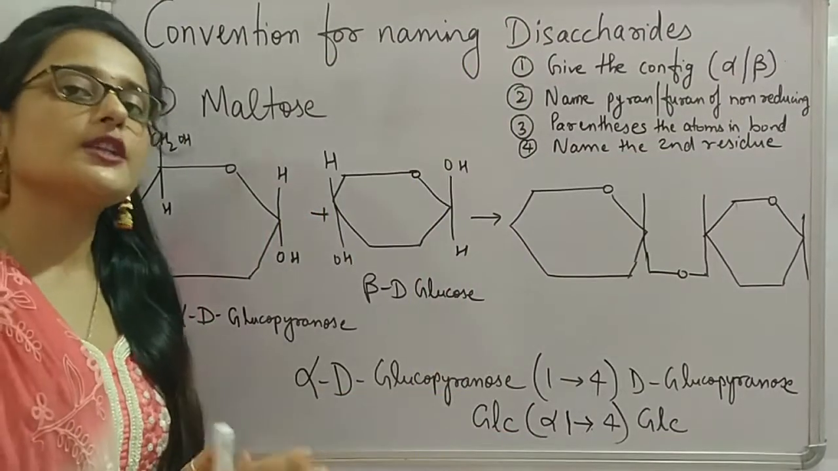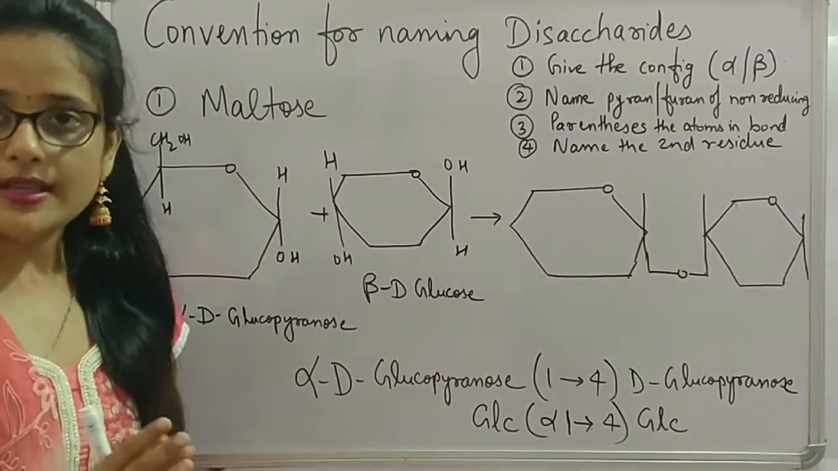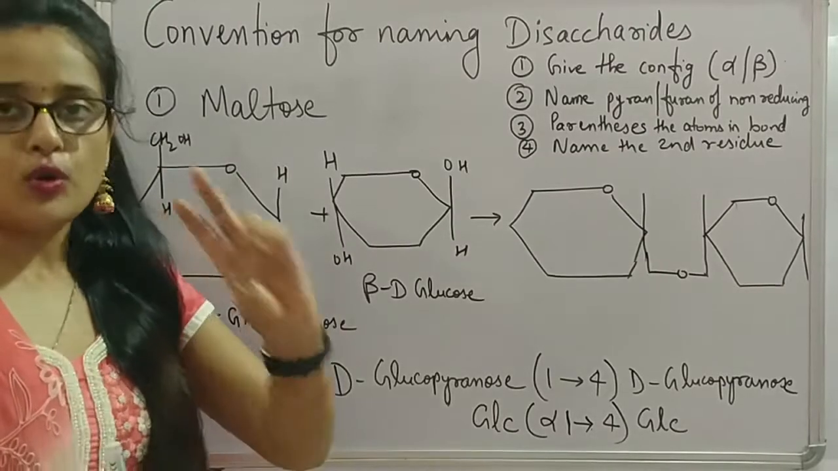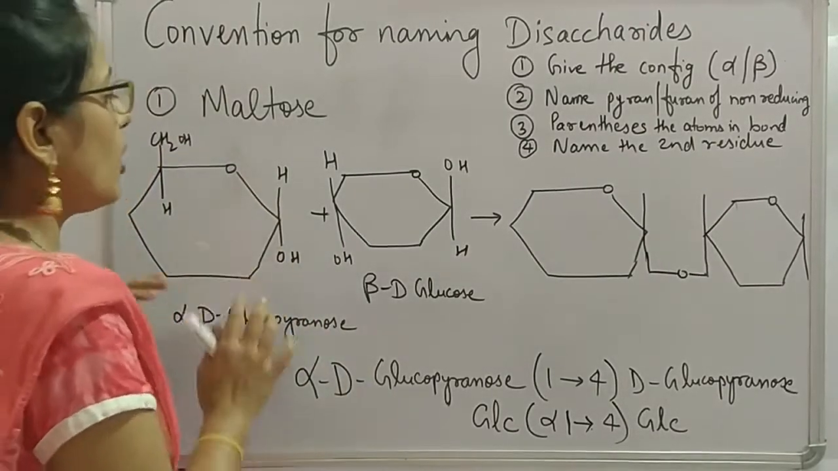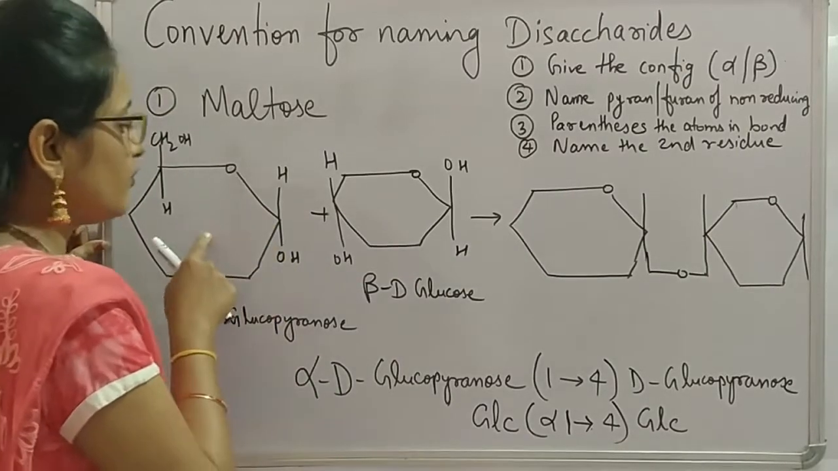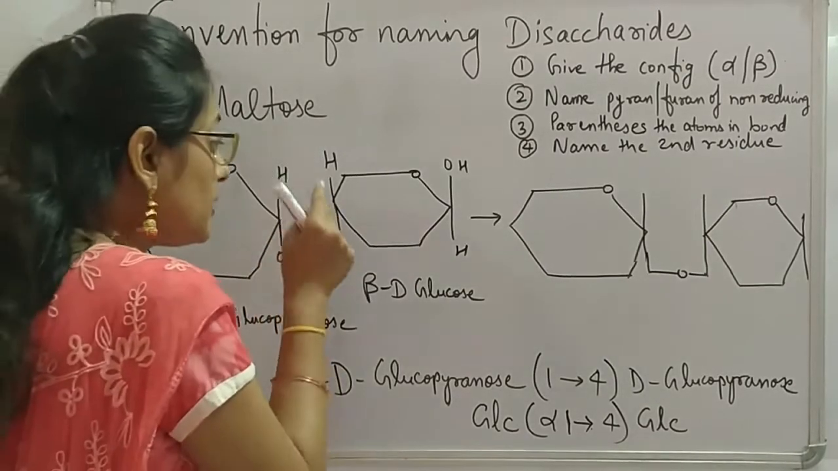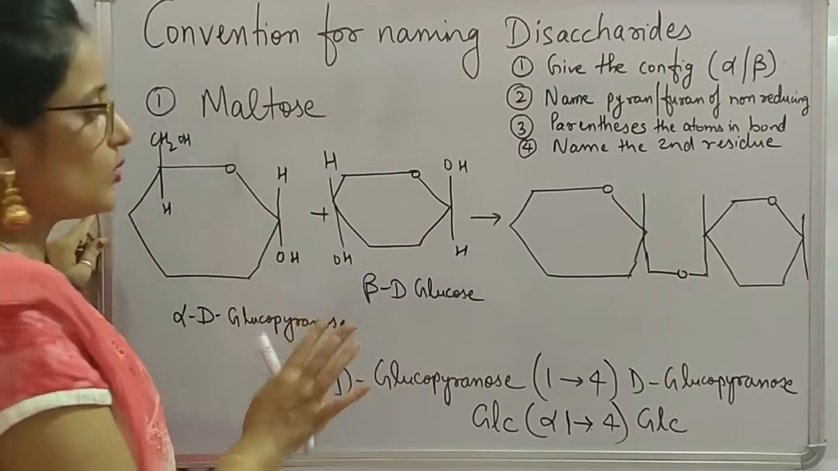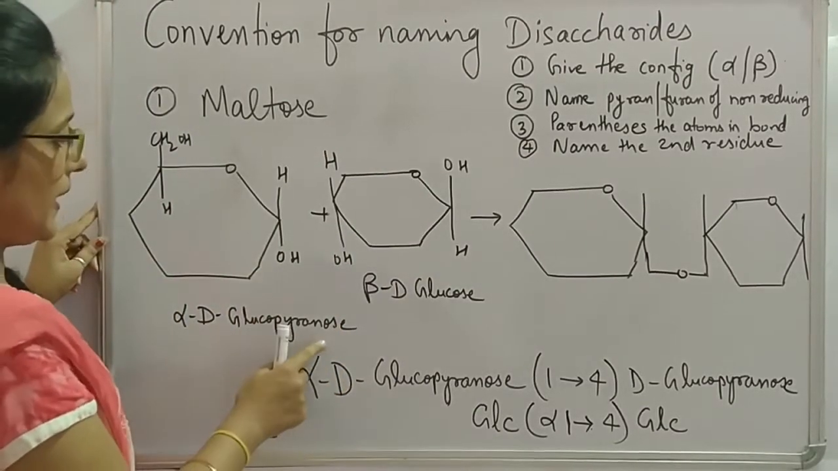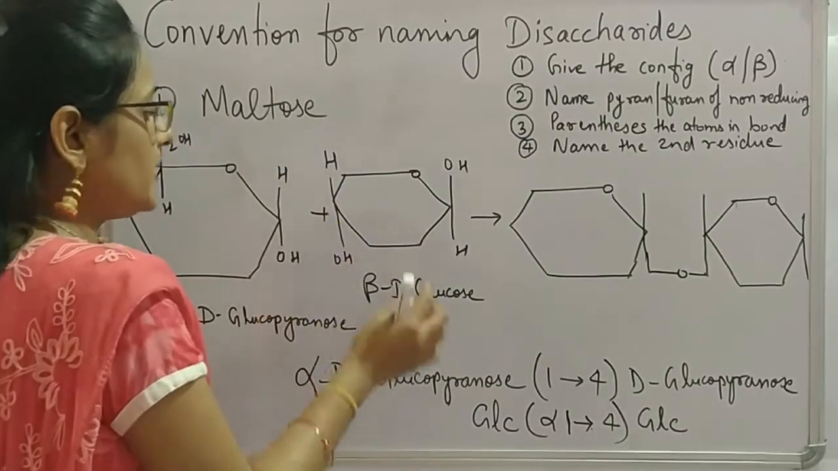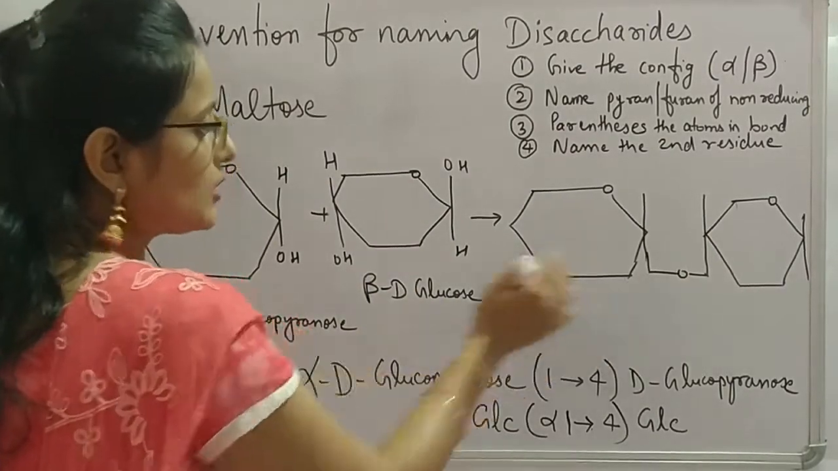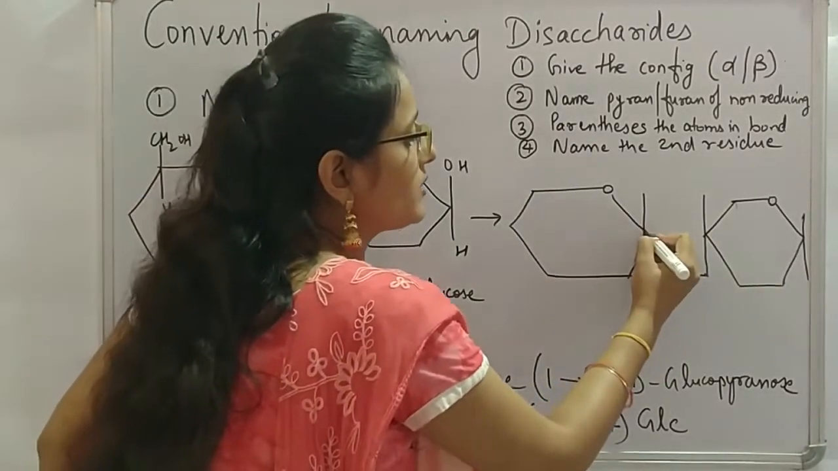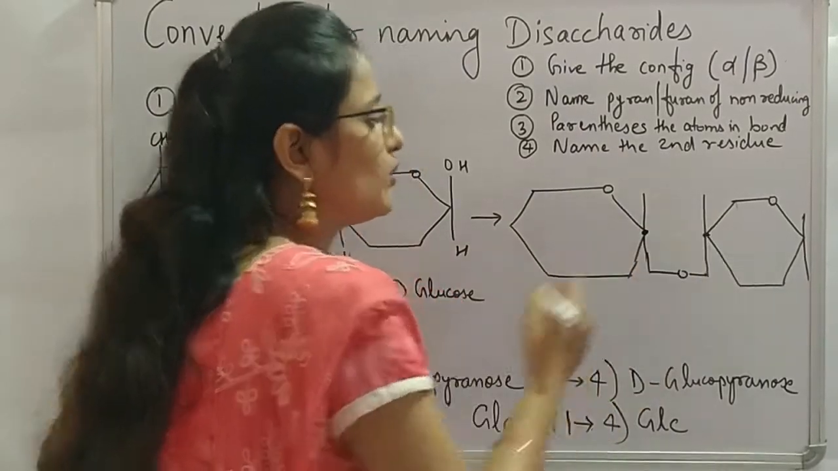Now let's see the nomenclature of maltose. Maltose is a disaccharide formed from two glucose molecules. A glycosidic bond is formed between carbon number 1 of the first glucose molecule and carbon number 4 of the second glucose molecule. So over here alpha D-glucopyranose is combining with beta D-glucopyranose or beta D-glucose, and maltose is formed, and the glycosidic bond is formed between carbon number 1 and 4.